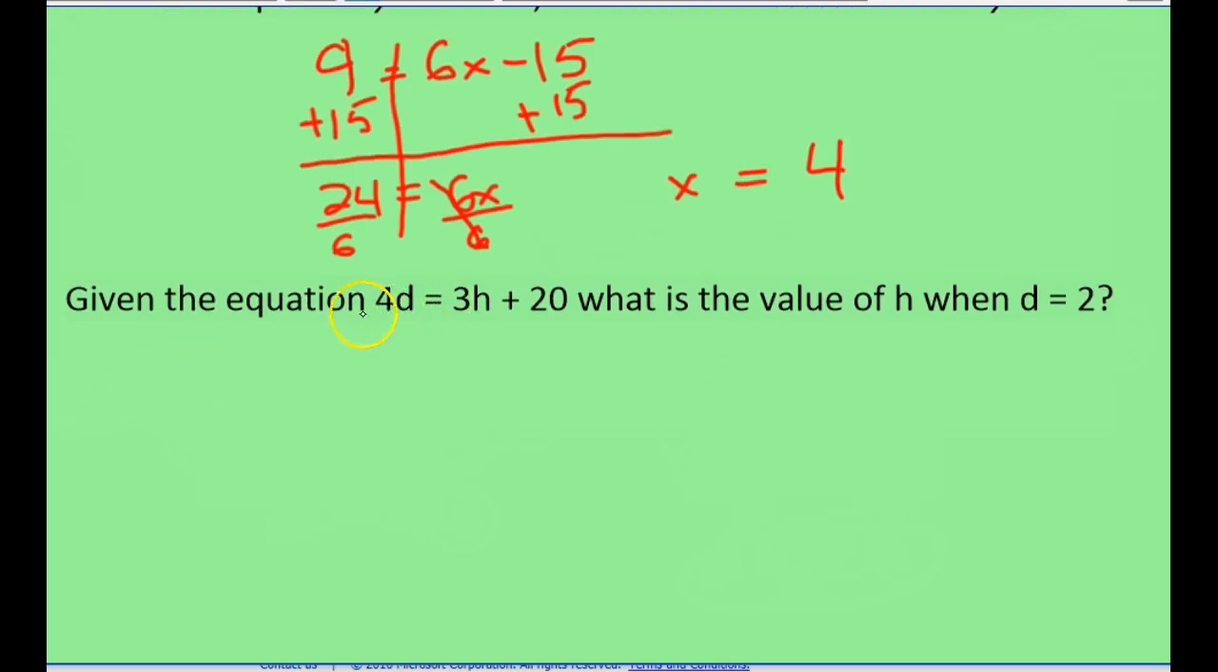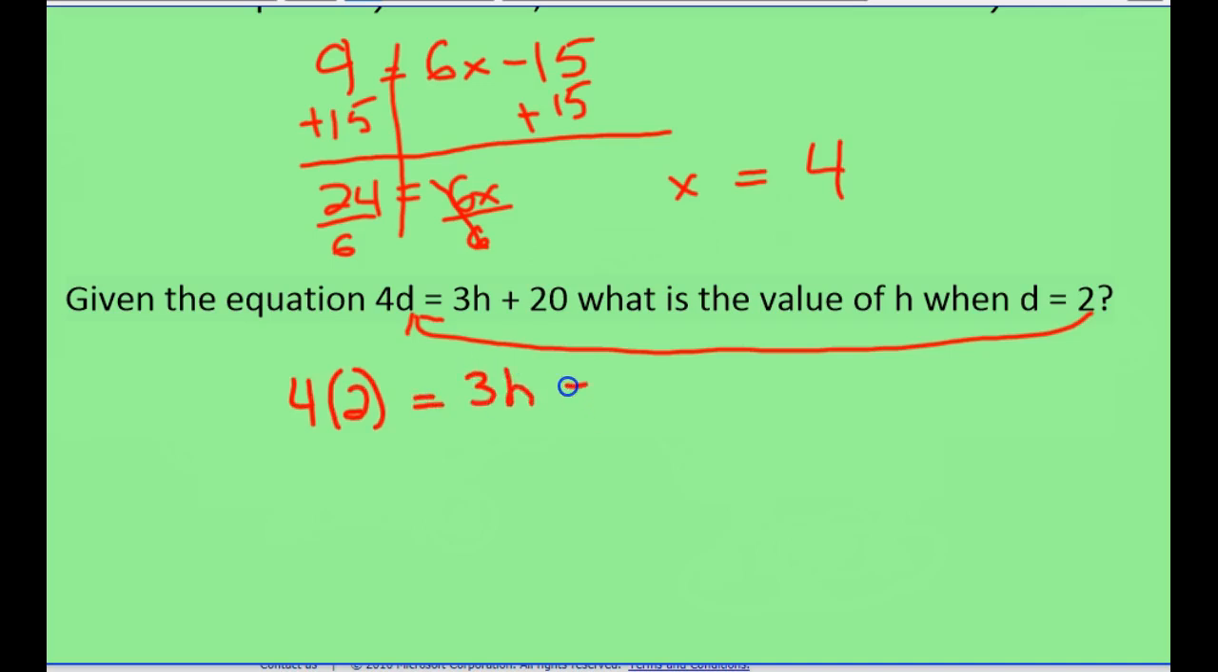Now the next one says, given the equation 4d equals 3h plus 20, what is the value of h when d equals 2? So we're going to take this 2 and we're going to plug it in for d. So we'll have 4 times 2 equals 3h plus 20. Now 4 times 2 is 8, so we have 8 equals 3h plus 20.